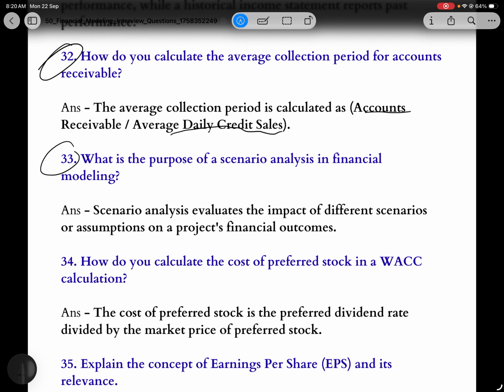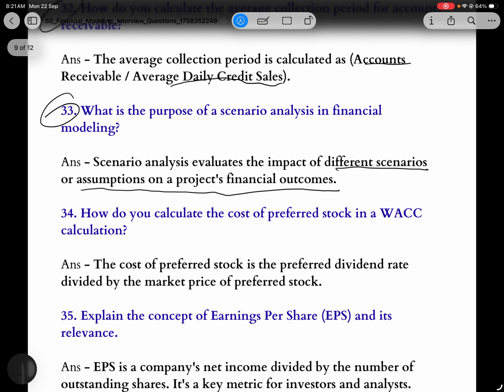Next is what is the purpose of scenario analysis? So we basically have different scenarios or assumptions on a project's financial outcomes. So best, and then optimum, and then the worst scenarios. It's just different scenario situations. That's it.